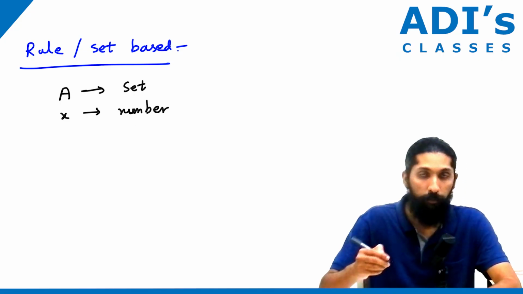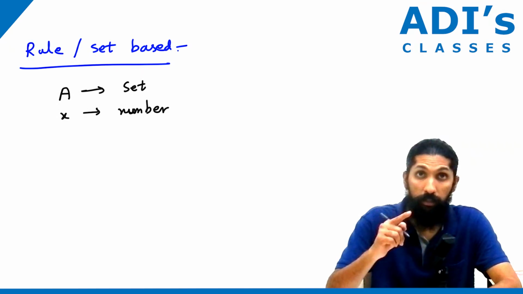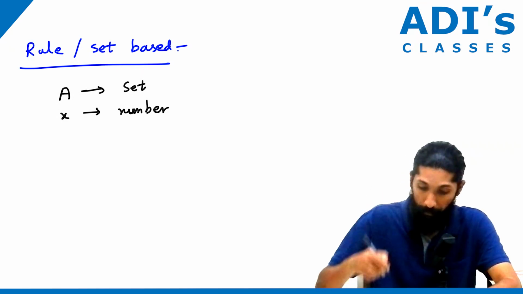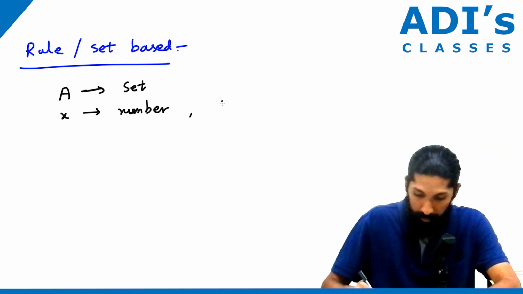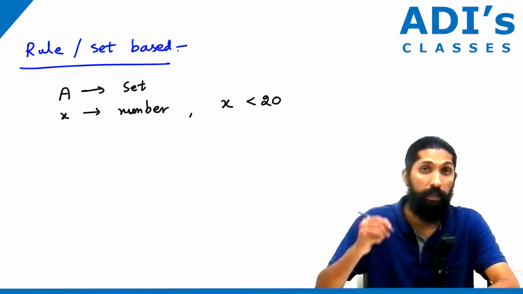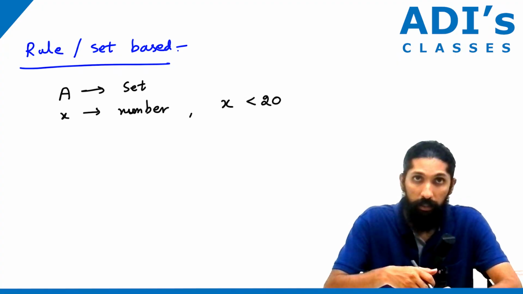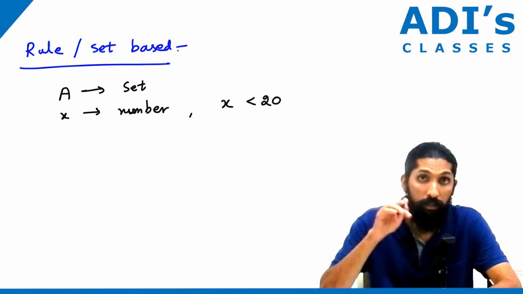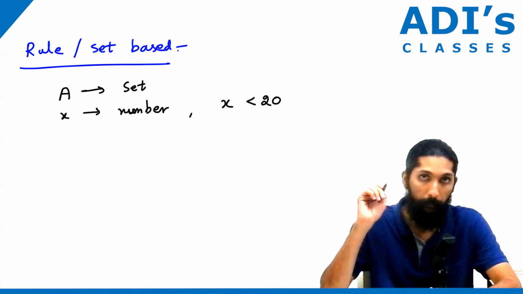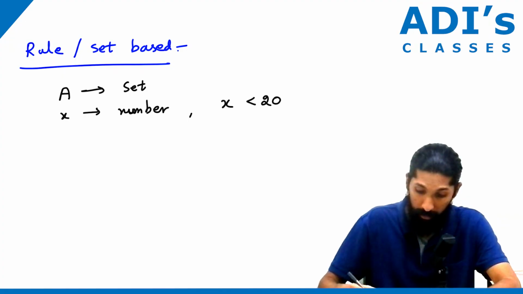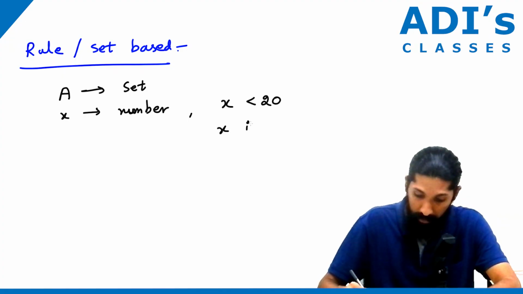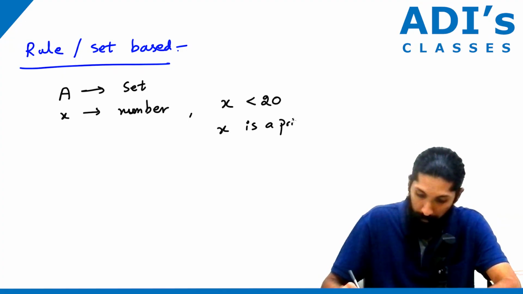Now what are we doing? We are taking a value of x less than 20, isn't it? So my condition is x is less than 20. Correct? And what is the other condition for x? The condition is such that it has to be a prime number, correct? That means another condition is x is a prime number.